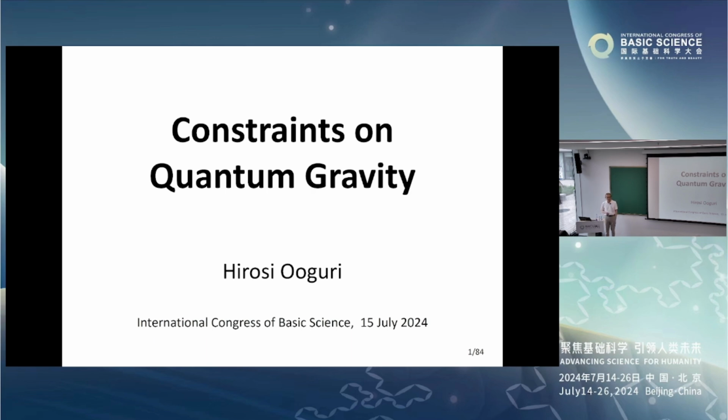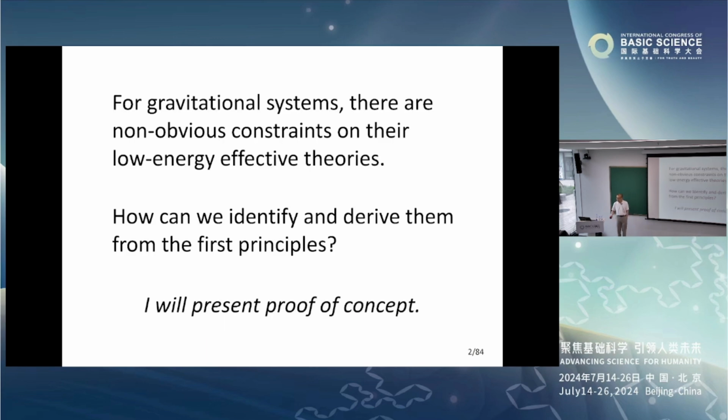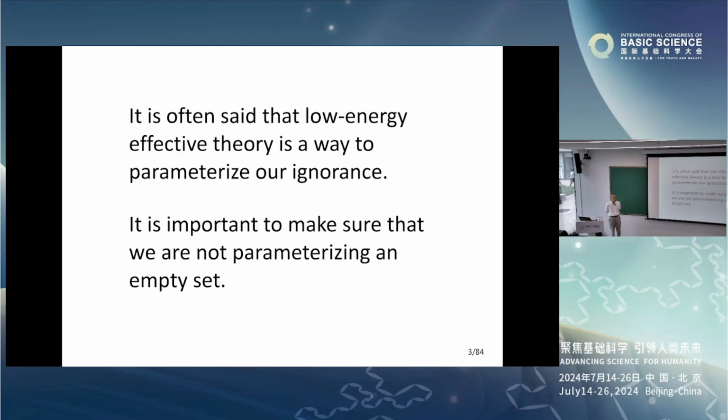Today I'd like to talk about not only that, but in some broader context of putting constraints on gravitational effective theory in low dimensions. For gravitational systems, there are no obvious constraints on low energy effective theory. It has become clear recently. So the question I would like to pose is how we can identify and derive them from the first principles of quantum gravity. And I will today present a proof of concept that we can actually do something like that in principle. And so the lesson is that there are more chairs in front if we want to sit.